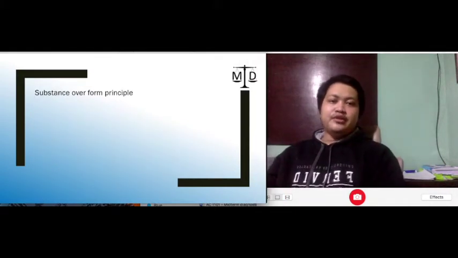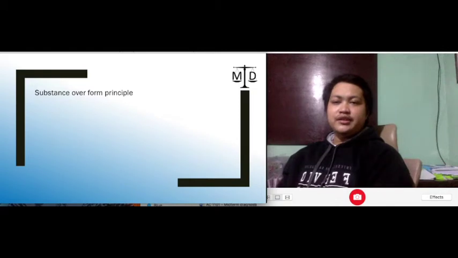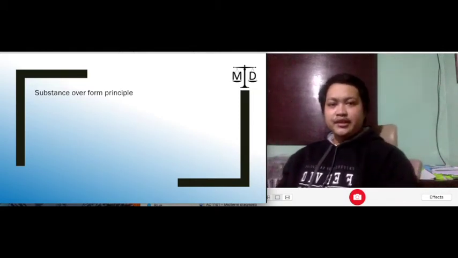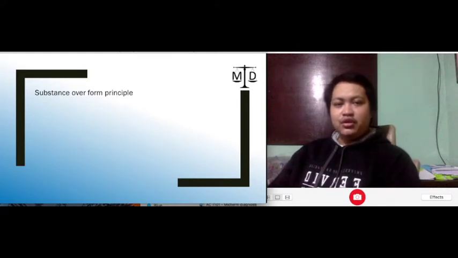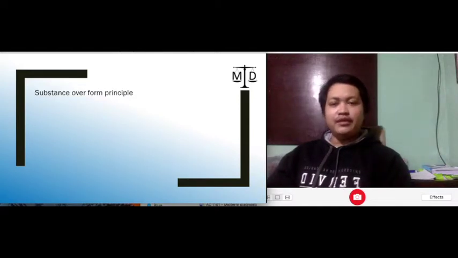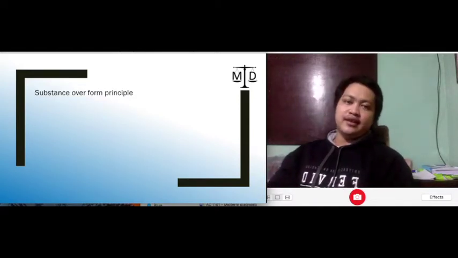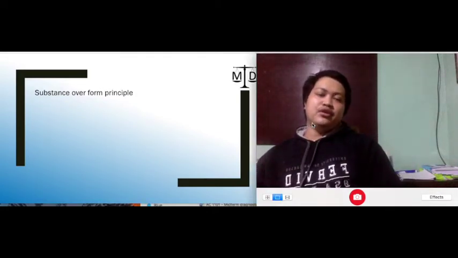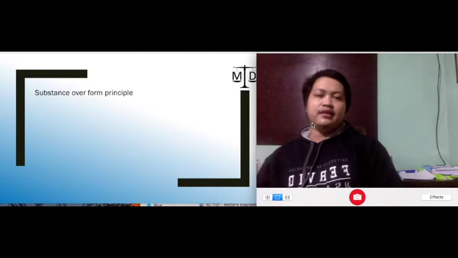Another important concept in faithful representation is the substance over form principle. Normally, the substance of each transaction conforms to the form of the transaction. But there are instances in which the form tells us one thing while the substance tells us another. The most common example here would be your leases, rental agreements.